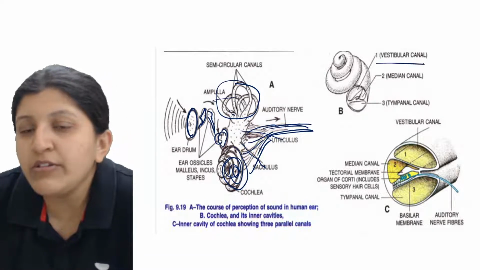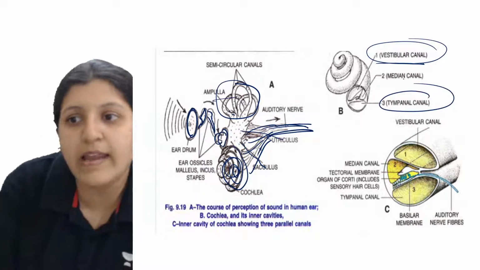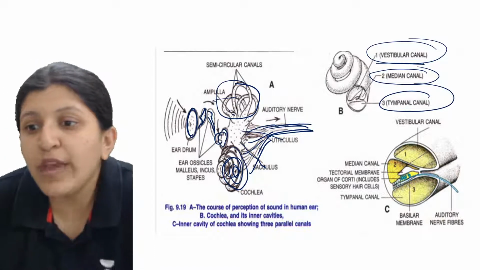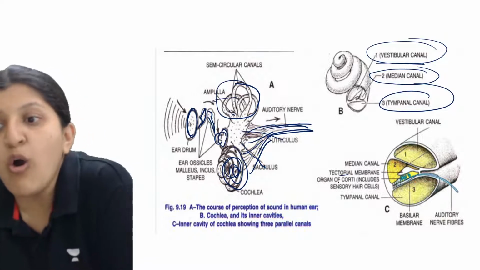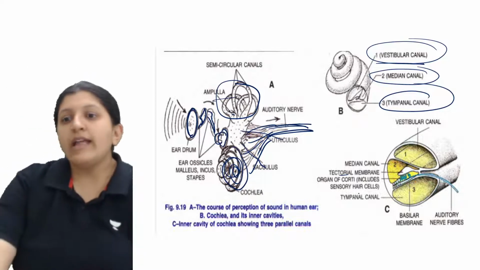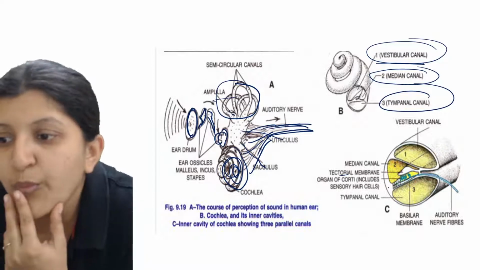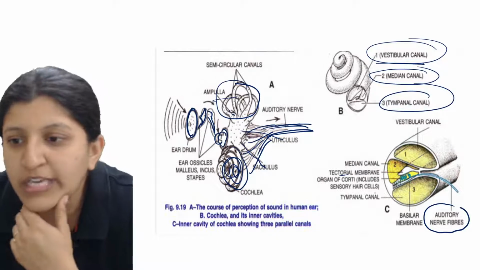The first canal is called the vestibular canal, the third one is the tympanic canal, and the second one is the median canal. In the median canal you can find the tectorial membrane, or we can say the basilar membrane, onto which the organ of Corti is placed. The organ of Corti is nothing but the sensory hair-like cells, where they connect the auditory nerve fibers later on to this auditory nerve. And I hope the functioning is clear.